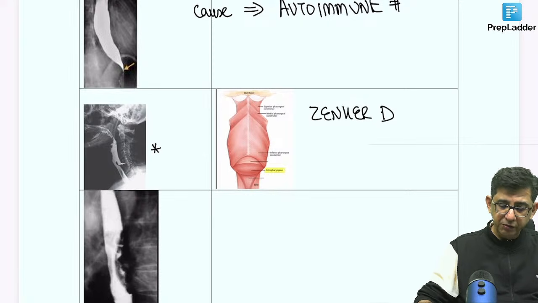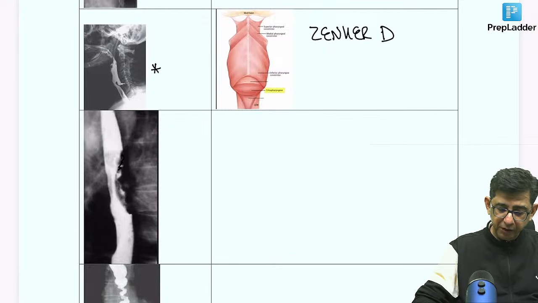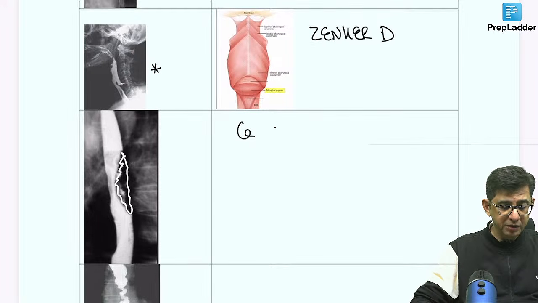The next one is a filling defect, which is an irregular filling defect because there would be cauliflower growth present. So what we are thinking in this case can be a cancer of the esophagus. It's a carcinoma esophagus that I'm thinking of.